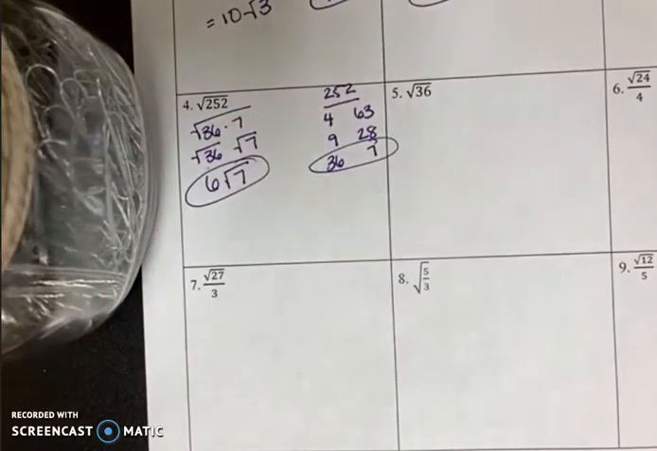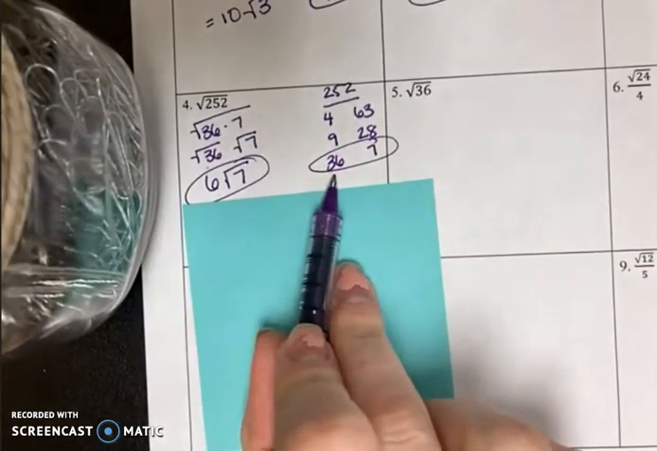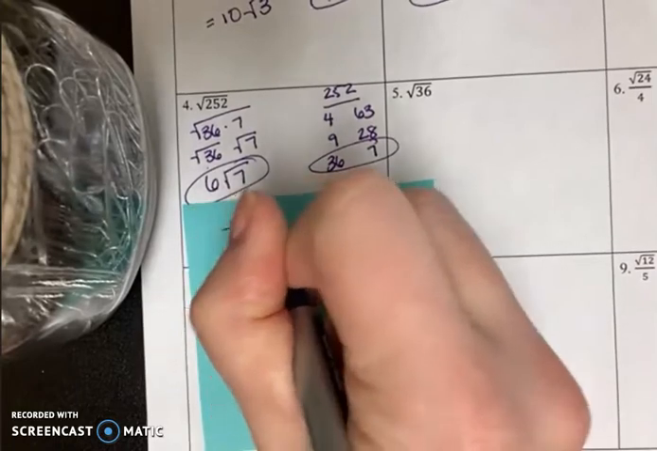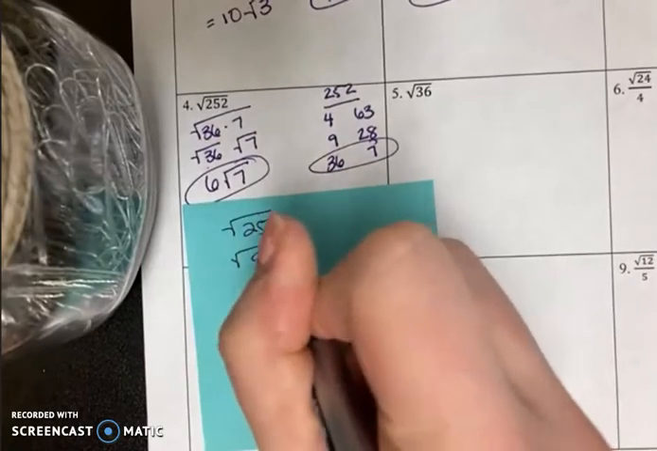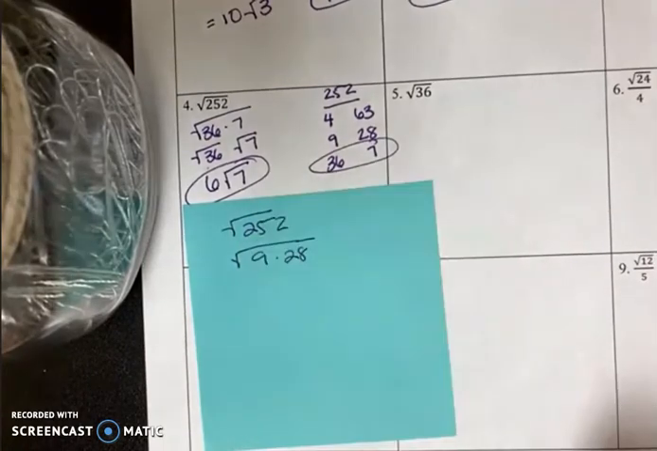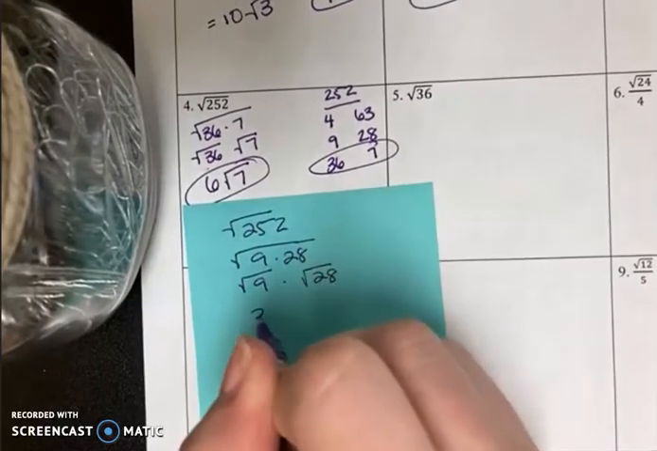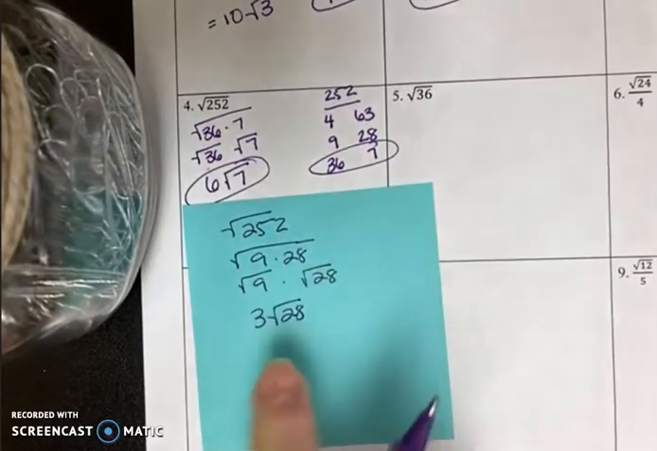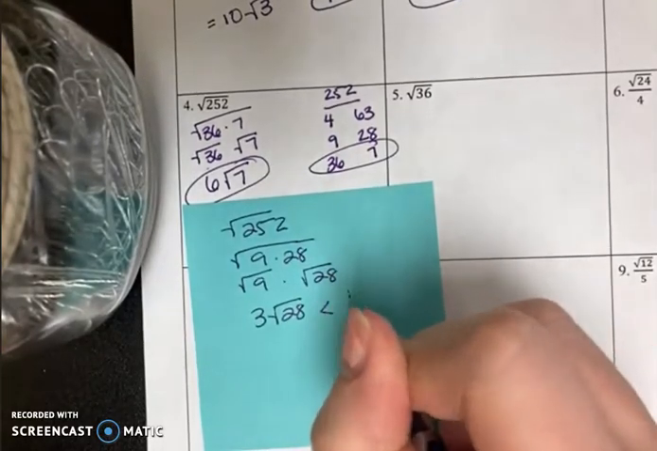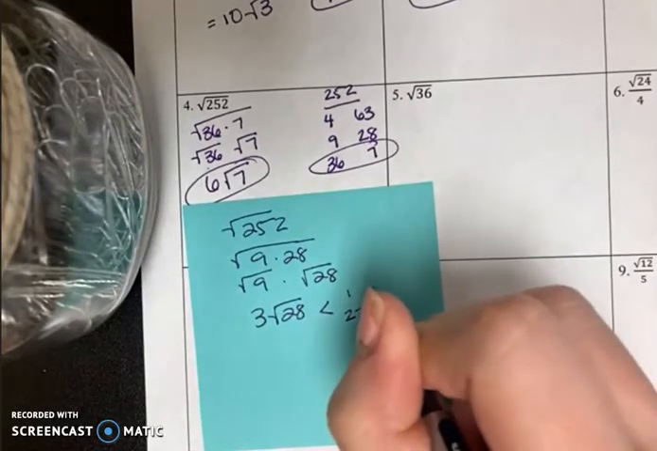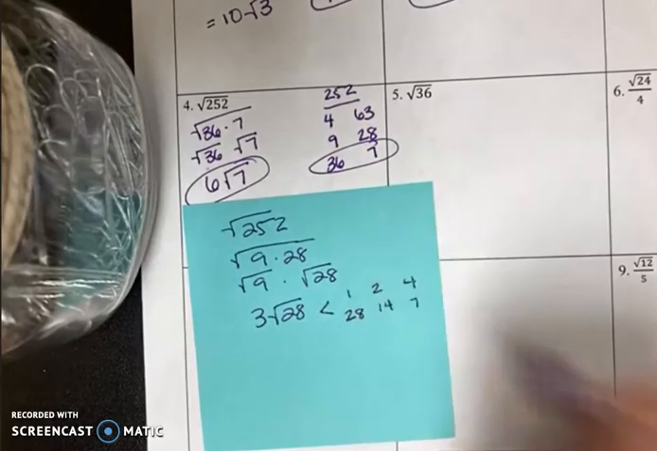Just to show you, let's say you forgot about the 36 and 7 and you rewrote the square root of 252 as the square root of, let's say you did 9 times 28. And then you use product property to split it up. That gives me 3 square root of 28. Here's the problem with that. The factors of 28 are 1 and 28, 2 and 14, 4 and 7.